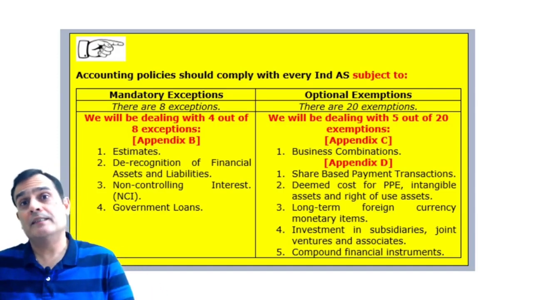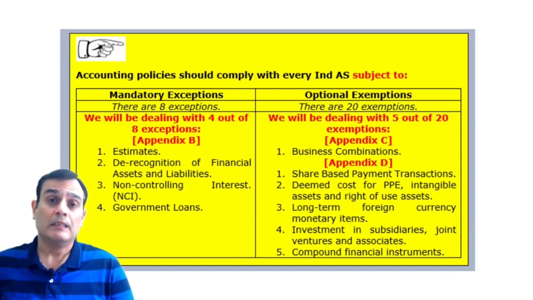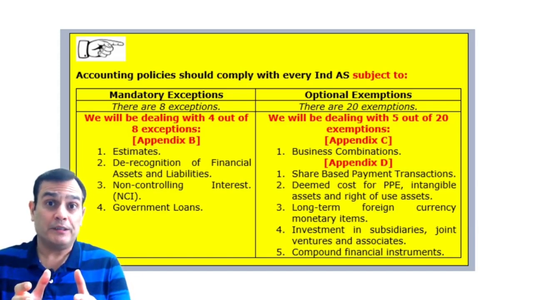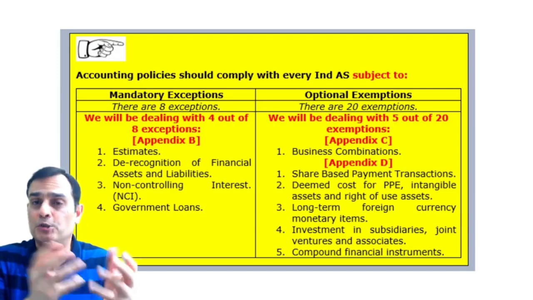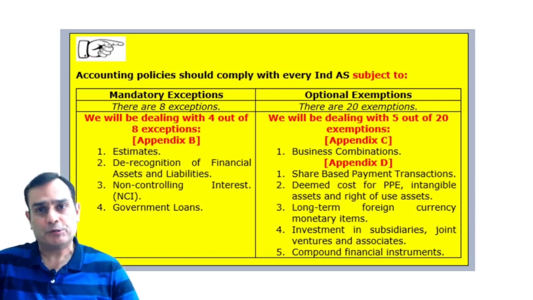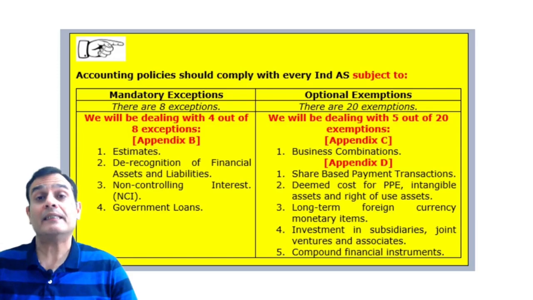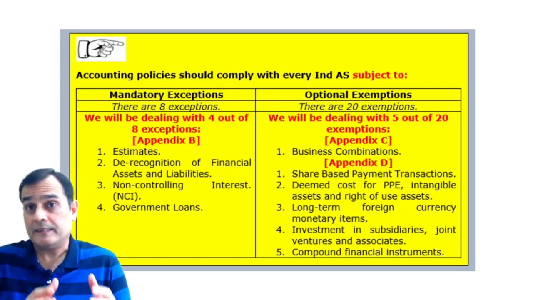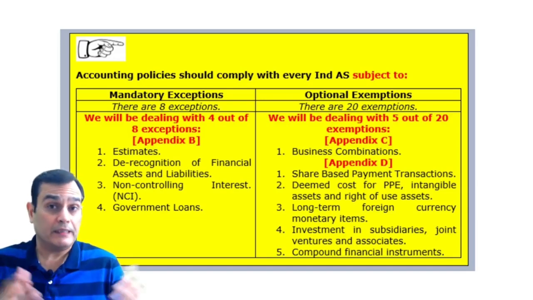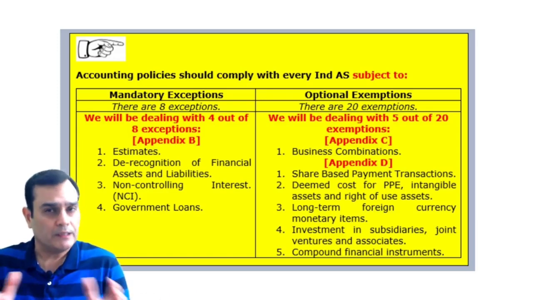And let me tell you that in terms of the optional exemptions, it's not that an entity, when it makes an opening Ind AS balance sheet, would be told to avail all the optional exemptions. You can pick and choose any of the few exemptions you want to avail. It's a basket full of a total of 20 exemptions, and you can pick and choose. Maybe you want to avail a particular exemption in a certain area of accounting, and you don't want to avail a certain exemption in another area of accounting. You can do that.